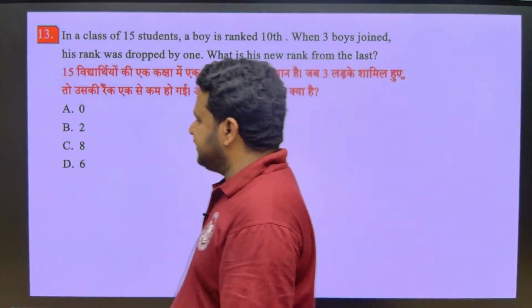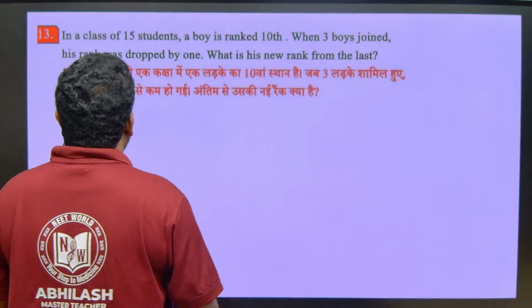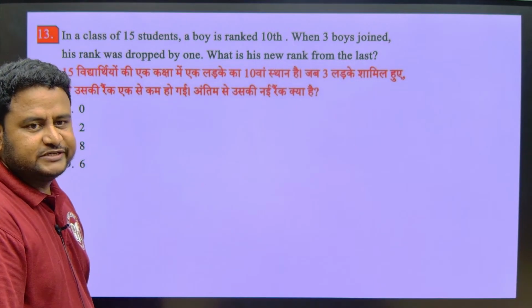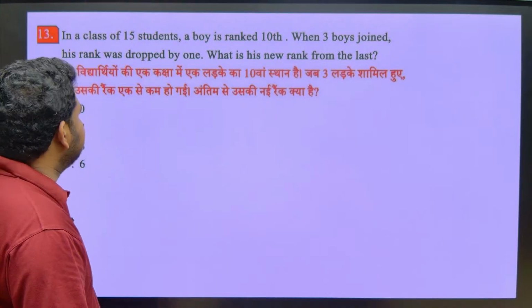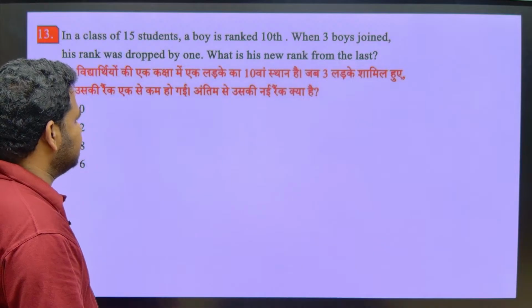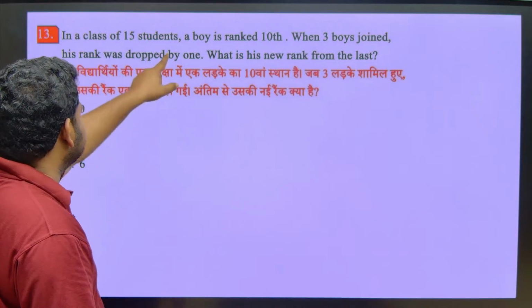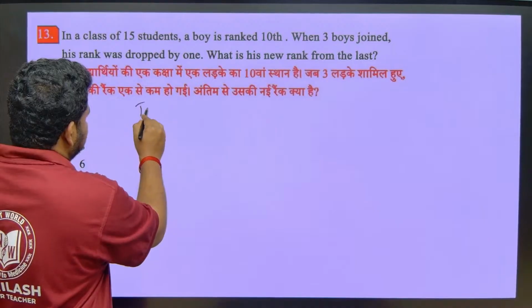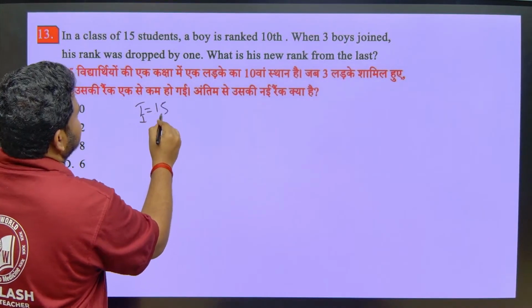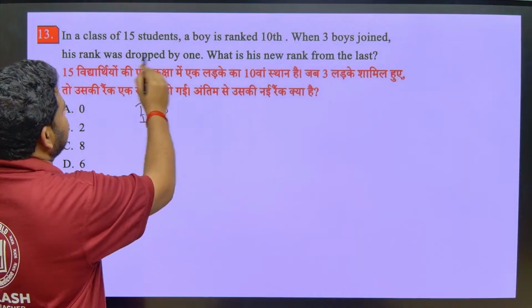Look at this. This is a very unique question, very nice question. See here. In a class of 15 students, a boy is ranked 10th. When 3 boys joined, his rank dropped by 1. What is his new rank from the last? Okay. In a class of 15 students, total is what? Total initial. I will write it as total initial was 15 students. Okay. Boy was ranked 10th.